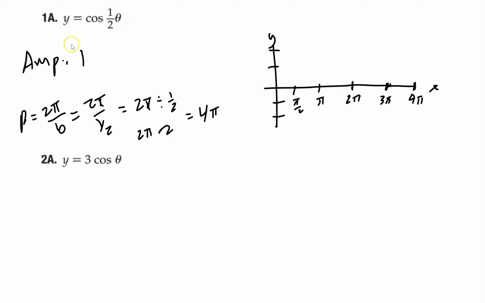Okay, let's graph a cosine graph. Remember, cosine's a little different. Cosine starts on the top. So cosine will start up here. And you always end in the same spot. Halfway in between is my lowest. In between are my x-intercepts.